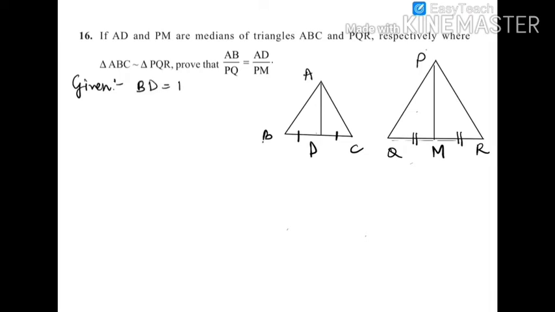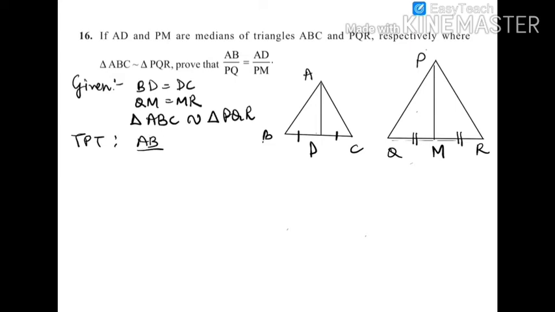BD equal to DC and QM equal to MR. And we are also given that triangle ABC is similar to triangle PQR. We have to prove that AB upon PQ is equal to AD upon PM. Let's try to find these ratios in the figure. AB upon PQ is equal to AD upon PM.